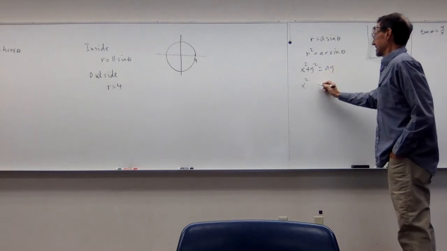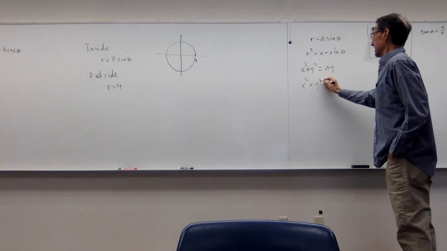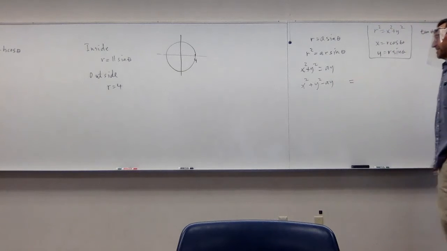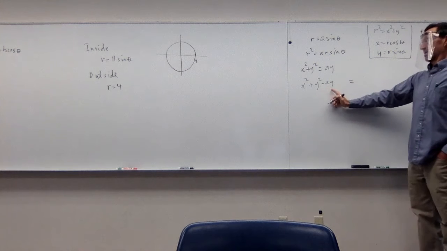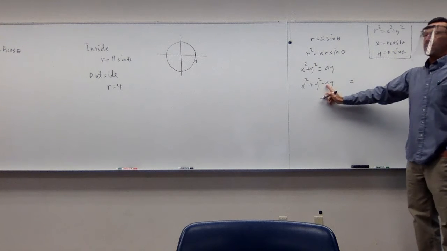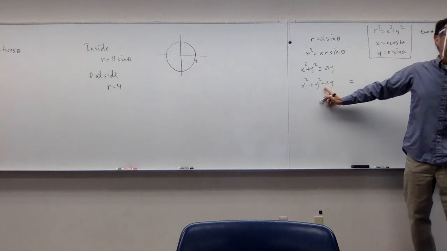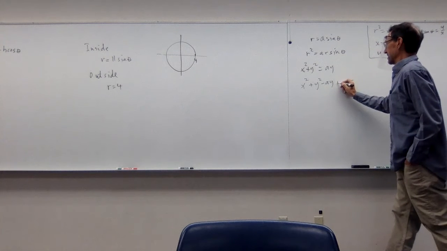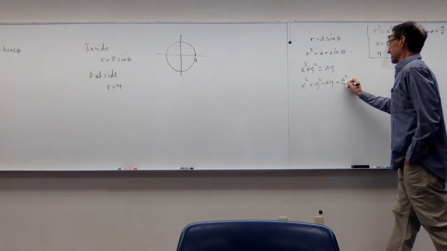I can subtract the a y over. I'm going to leave a little space. And now what we need to do is complete the square. So on y, I've got squares and I've got y. So I'm going to take this number and cut it in half. You remember how to complete the square. And then square that and add it in, plus a squared over 4.